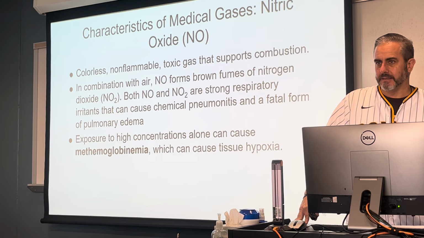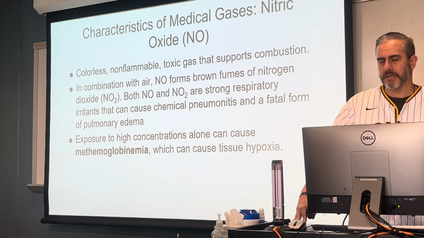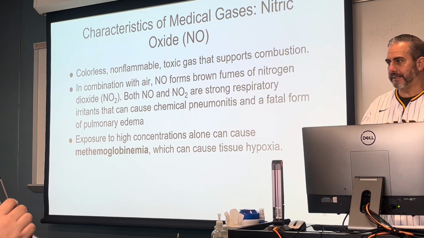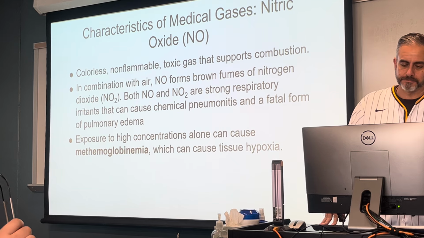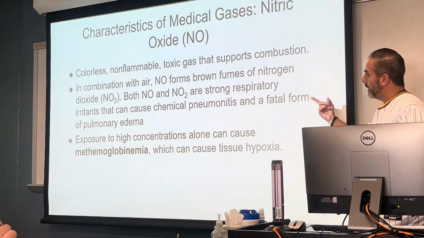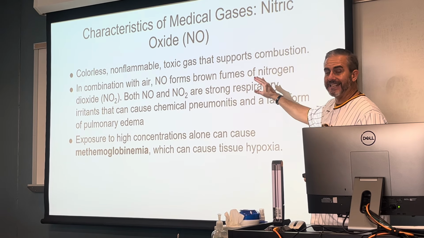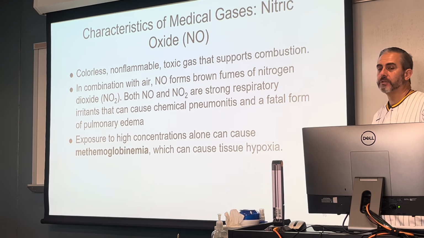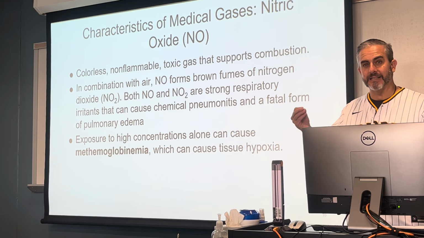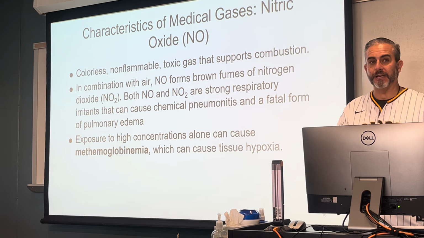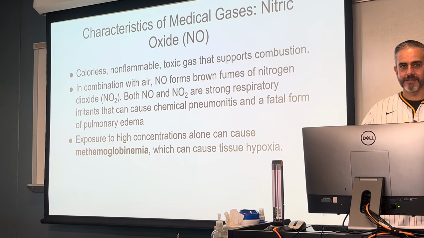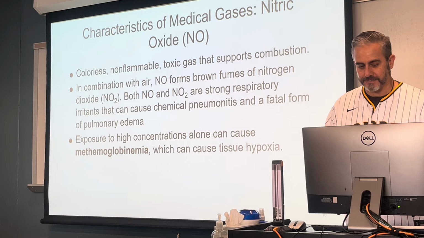Nitric oxide. You will see nitric oxide used from time to time. Another colorless, non-flammable, but toxic gas that does support combustion. In combination with regular room air, nitric oxide forms brown fumes of nitrogen dioxide, both strong respiratory irritants that can lead to chemical pneumonitis, a chemical type burn on the lungs, and a fatal form of pulmonary edema. Be careful around this, right? It does carry some significant negatives.